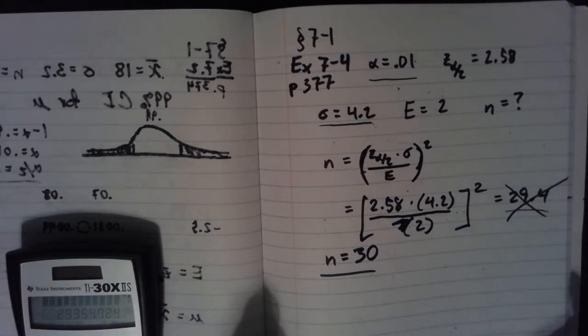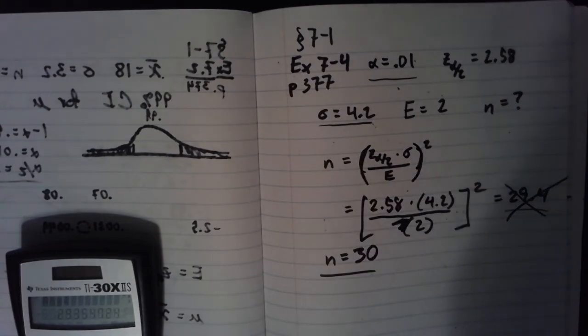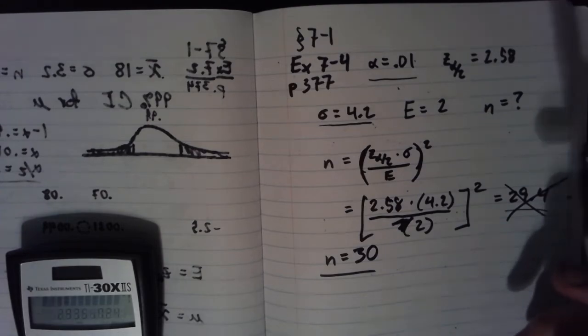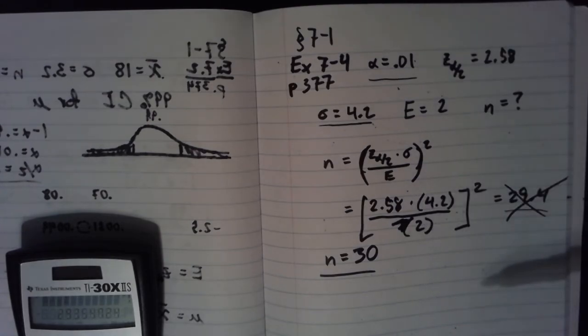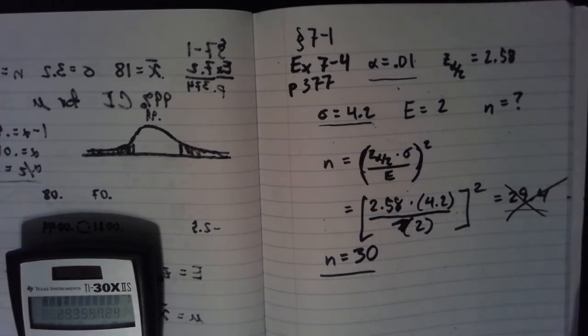So here it's saying that we need to sample at least 30 days in order to get this level of accuracy. If we know the standard deviation and we have our confidence level that we need, we've found the sample size that would generate that degree of accuracy. Okay, so we'll end this example.